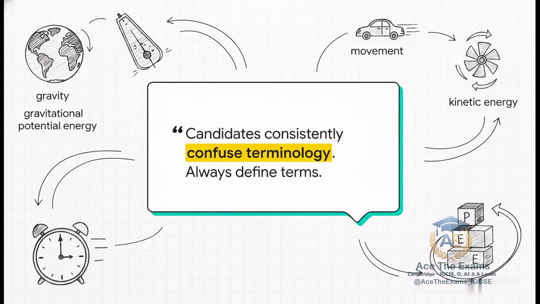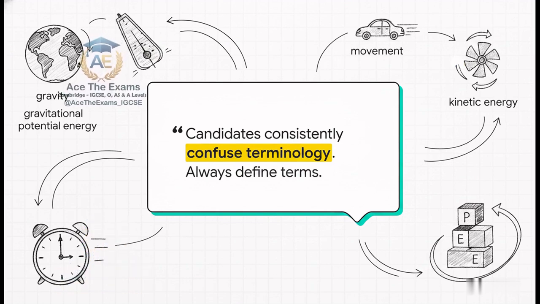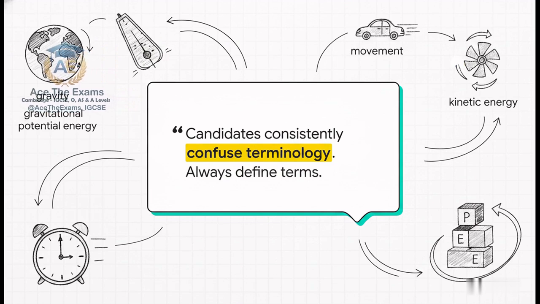Finally, we have a direct, verbatim examiner alert pulled straight from the grading reports. Candidates consistently confuse key terminology. Always define terms before using them in extended responses. Clear scientific communication is totally non-negotiable. Don't just lazily write gravity, you need to write gravitational potential energy. Don't just say the object has movement, you must say it has a kinetic energy store. This strict, unwavering adherence to correct terminology, combined with the Peel framework we discussed and your new careful time management matrix, forms the complete holistic physics answering system. It's a system designed from the ground up to guarantee top marks.